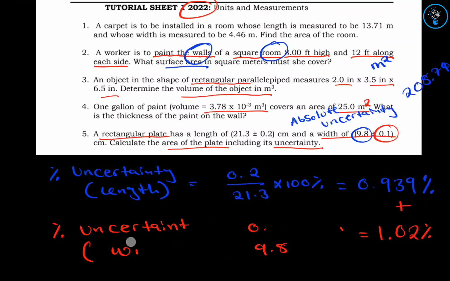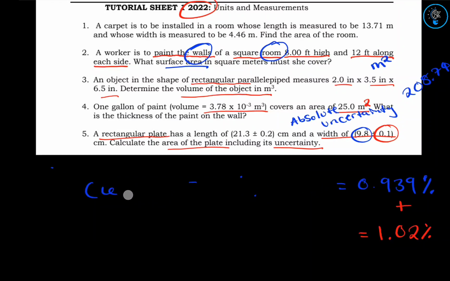And we know that we are dealing with multiplication, so we need to add the 2. So we add the 2, and we are going to get our percentage uncertainty of our answer. So this one plus 0.939 will be equal to 1.959%. Wow. So that one will be your value.